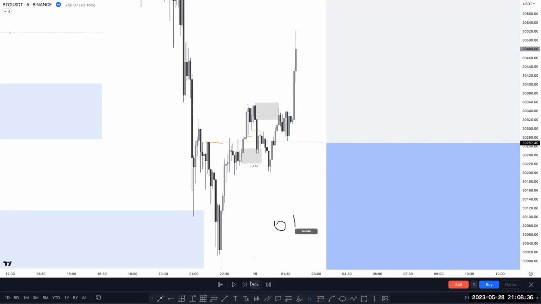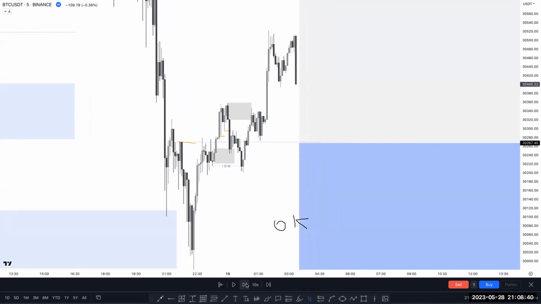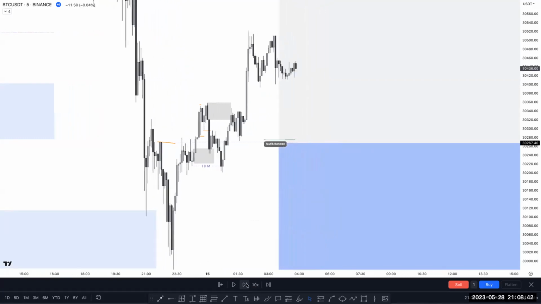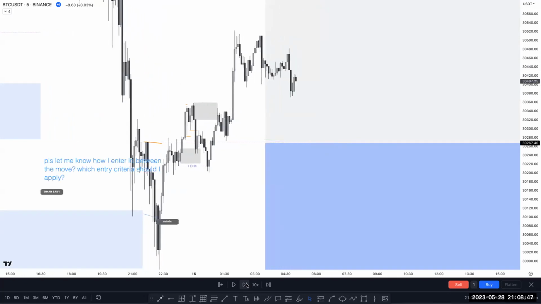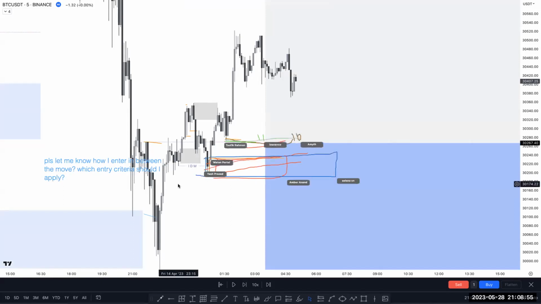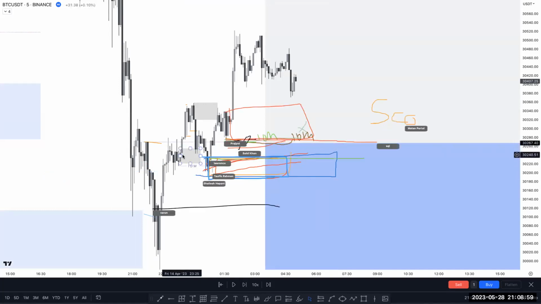Okay. So let's see what is happening here. Right now, where are you looking here for buy and sell? Please let me know how we can enter in this move. Sir, I'm explaining every point. Right now, there is no entry point in this case.